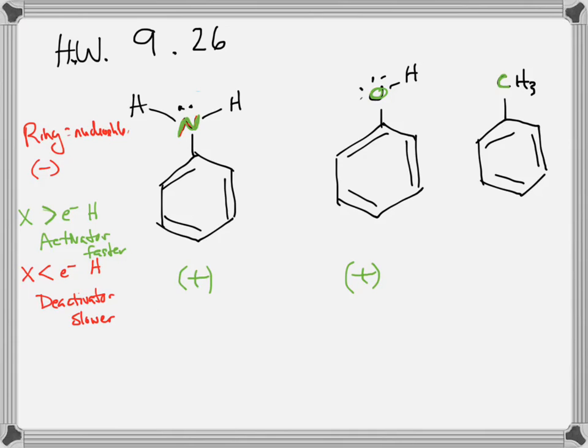Last one. Carbon. Still an activator. Still has more electrons than hydrogen. It's a little bit more difficult to see that one, but it does have more electrons, because carbon is slightly larger than hydrogen. So they're all positive, so now which one reacts the fastest?